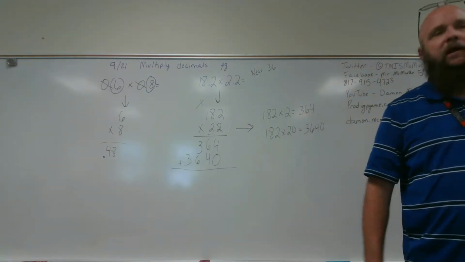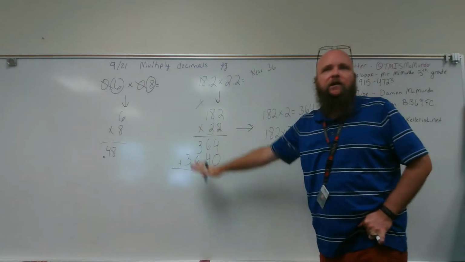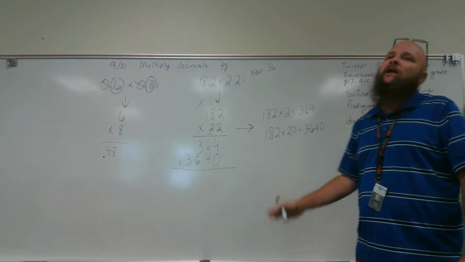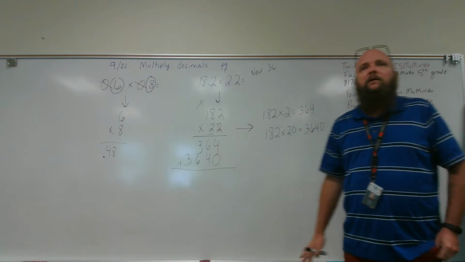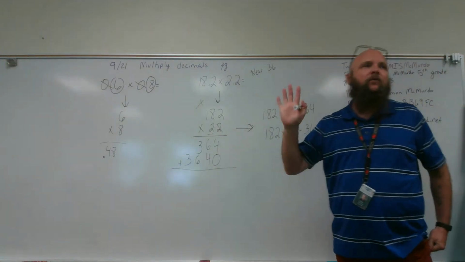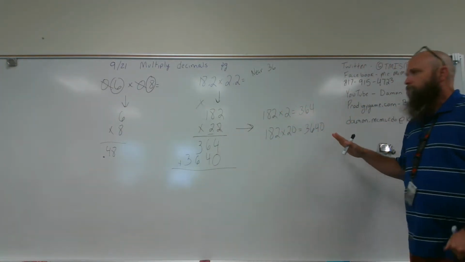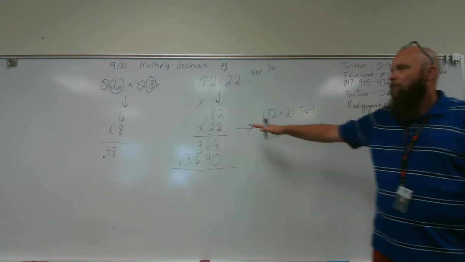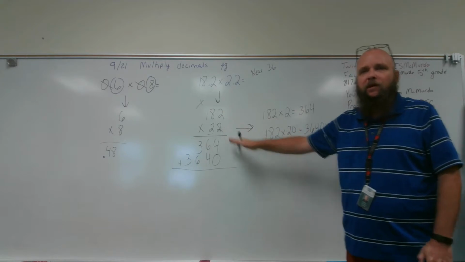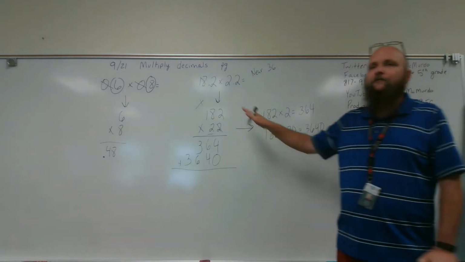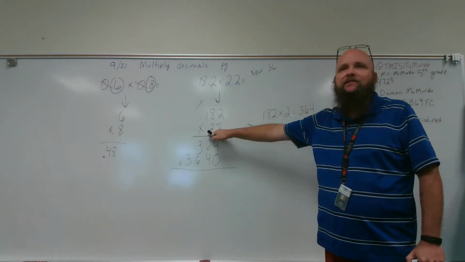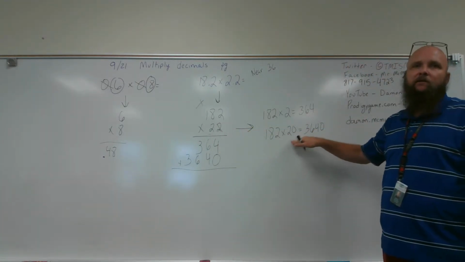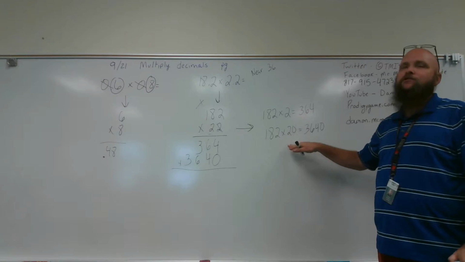Okay, so if you get all this and you're all confused and your brain's cattywampus, you can break it apart like this. Multiply your first factor by your ones place. Multiply your first factor by how many tens you have. So you have 2 tens, so that value is 20. That will save you some time.